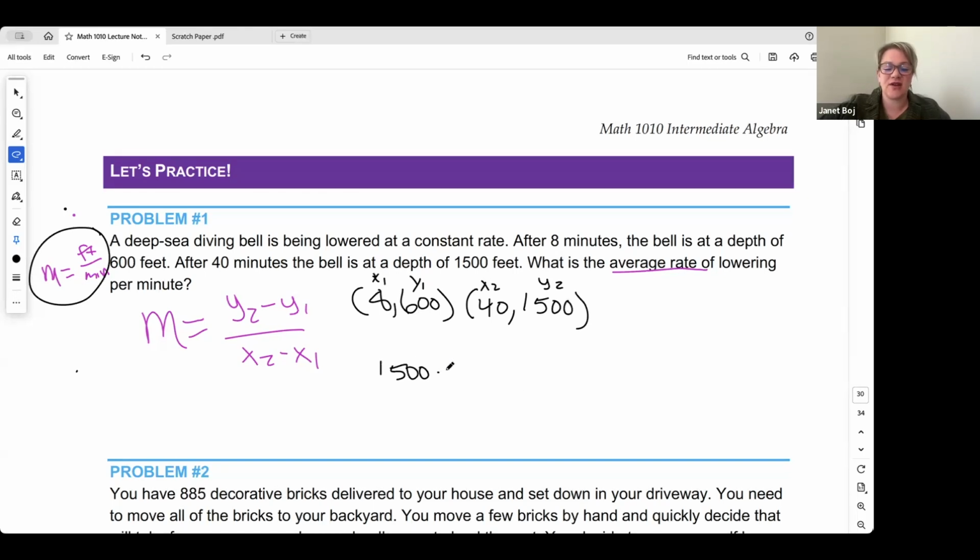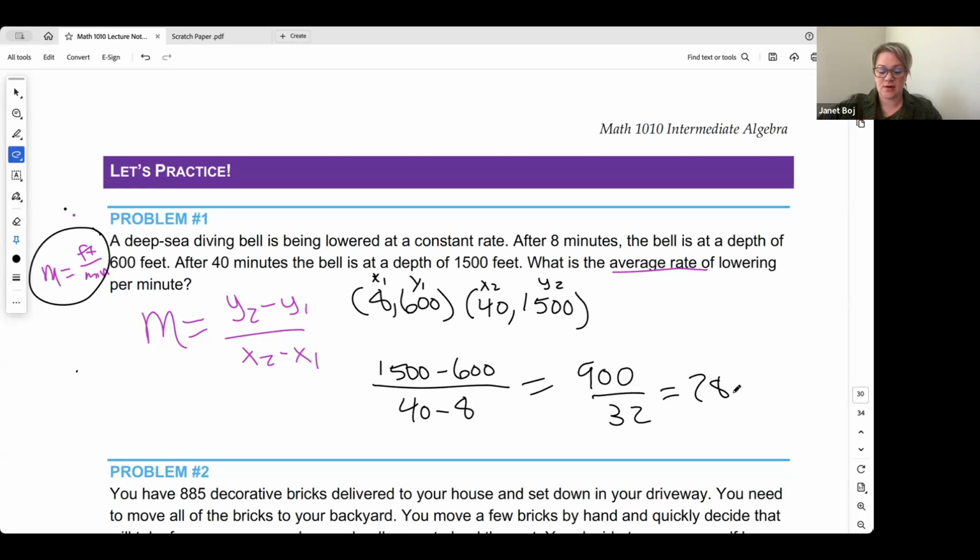So I'll take the 1,500, subtract the 600. A lot of students forget to subtract, so just remember you're finding that difference. And that makes a lot of sense when you look at the graph, right? Over 40 minus 8. So 1,500 minus 600 is 900. And then 40 minus 8, 32. And then when you take 900 divided by 32, you get 28.125. So what is the average rate of lowering?